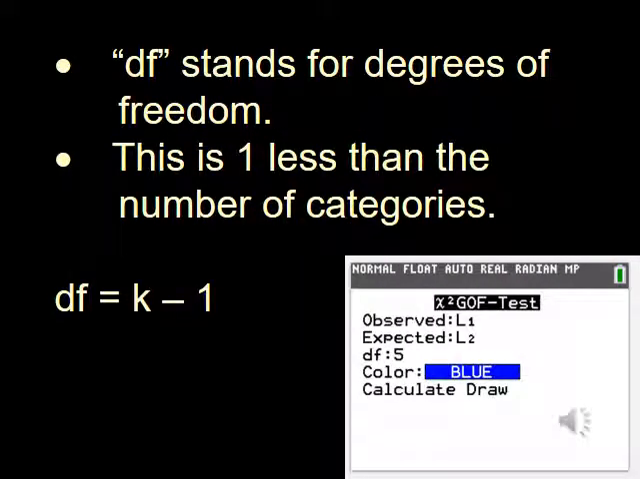Something I do want everybody to be able to do is to figure out how many degrees of freedom there are in one of these problems. And degrees of freedom, which is the next line, DF, on the input screen, it's one less than the number of categories that you have. For example, if you were looking at colors of M&Ms and there were 6 colors you could choose from, 6 minus 1 would give me 5 degrees of freedom. On the other hand, if I had 5 colors of Skittles, there'd only be 4 degrees of freedom. It's always one less than how many categories there are.